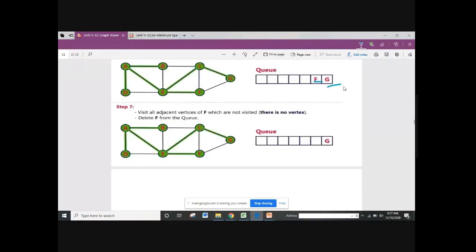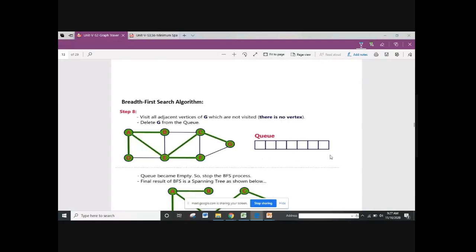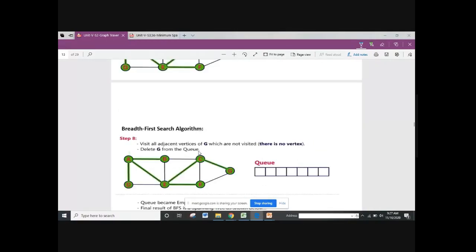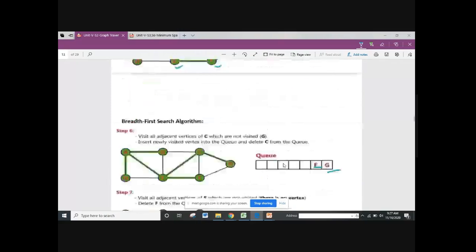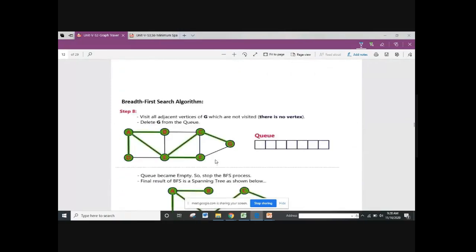Now the last one is G. When I'm seeing G, C and F are the vertices adjacent to G. But I could see that C is already entered in and taken out, and F is also entered in and taken out. When it is entered in and taken out, that is marked as visited. So now I can take this G out. Finally, my queue should be empty, and the diagram which I have drawn here is in its last stage.